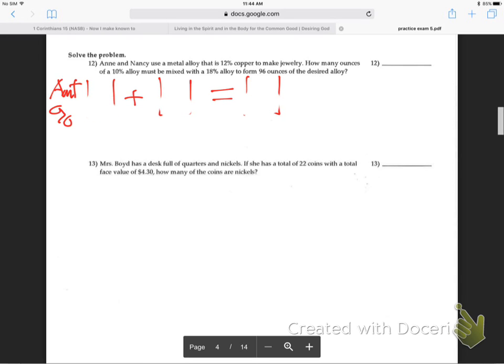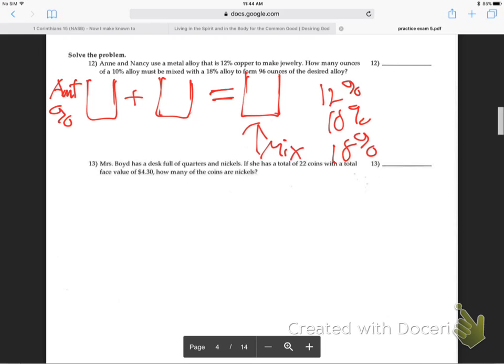So what are the three percentages we're looking at? 12%, 10%, and 18. The one on the end, the final product that the other two make, the mix, the final result that we're trying to make, has got to be the mid-level. The stronger and the weaker combine to make the final thing the mid-level. So which of these three numbers is the middle one? 12%. It's between 10 and 18, isn't it? This one's got to be the 12. Does that make sense?